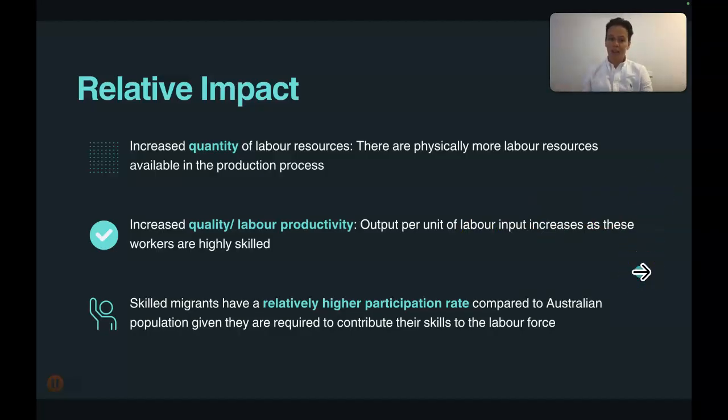And then the other part here is that skilled migrants have a relatively high participation rate. They're here for a specific purpose. They need to be contributing in order to maintain their visa requirements. So just by the very nature of the fact that they've come into the country through the skilled migrant program, we're going to have higher participation rates for those individuals. And that should also spell support or increases in aggregate supply.